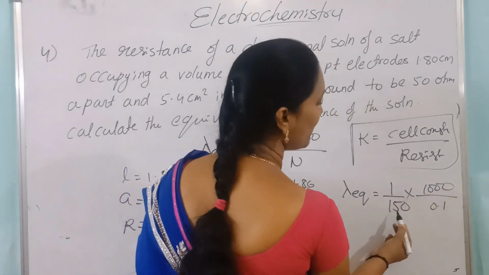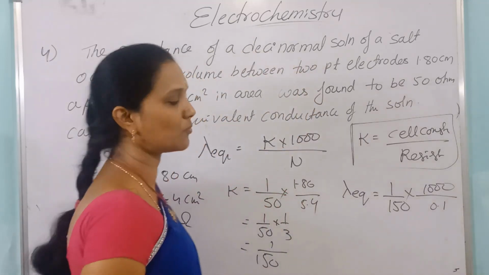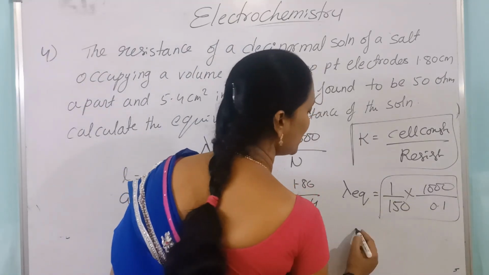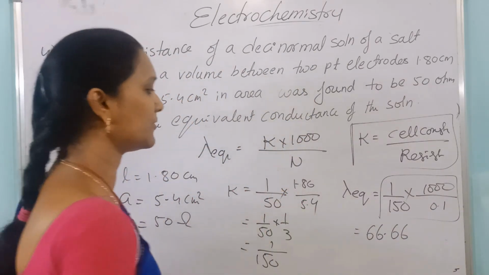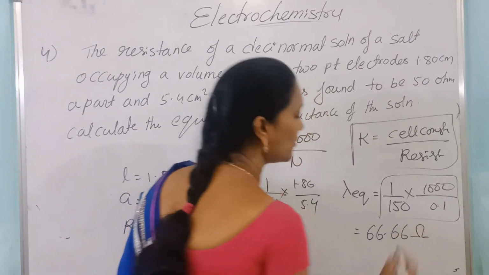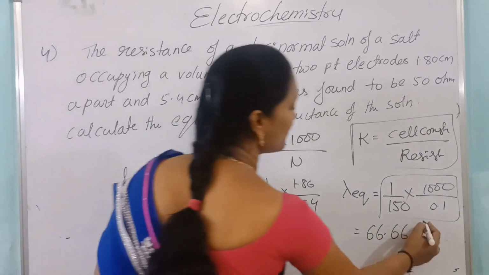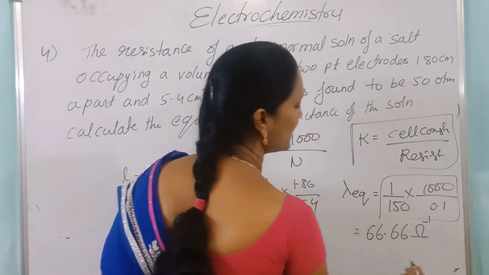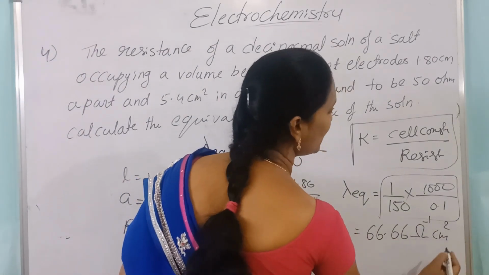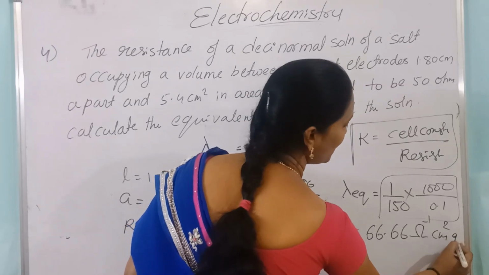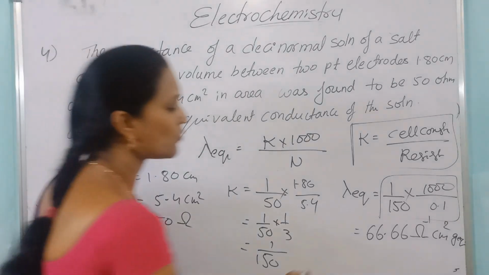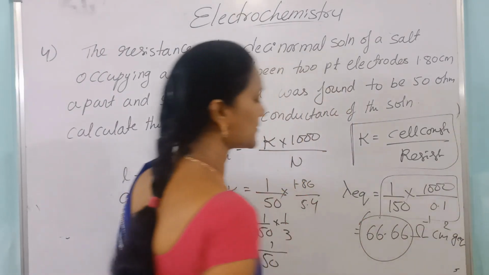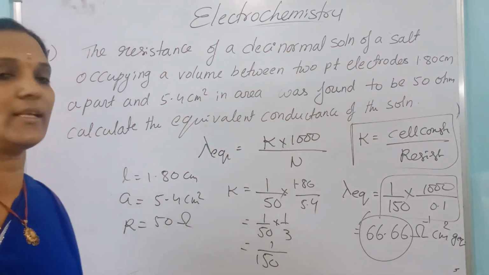Nothing but 1000 by 150 into 0.1. If you simplify this one, you will get 66.66. What are the units here? Ohm inverse centimeter square per gram equivalent. So what are we getting as the answer? 66.66. That is the equivalent conductance.